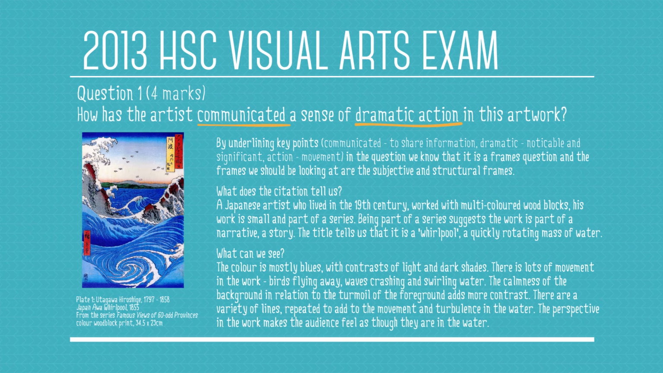What can we see? The colour is mostly blue, with contrasts of light and dark. There's lots of movement in the work. There are birds flying in the background, waves crashing and swirling water. The calmness of the background in relation to the turmoil of the foreground adds more contrast. There are a variety of lines, repeated to add to the movement and turbulence in the water. The perspective in the water makes the audience feel as though they're actually in the water.